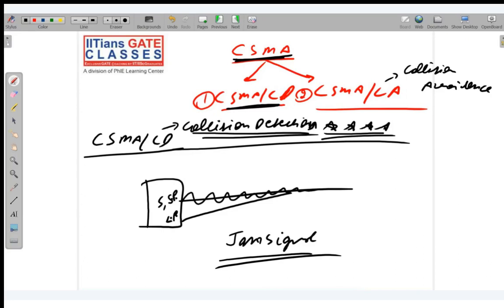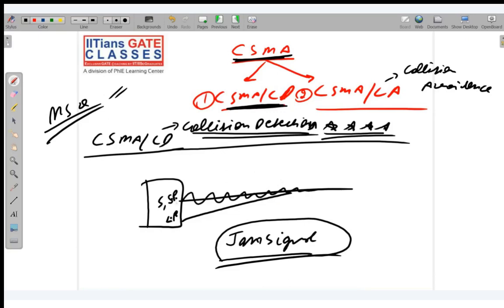Informing about collision to each station. Why am I dictating notes here? Because these are very important points. MCQs are coming now, and in MCQ they can ask such a question: in CSMA/CD, what will a station do if it detects a collision? It will immediately stop sending data and send a jam signal informing each and every station about the collision. And how collision is detected, I will tell you about that also, don't worry.